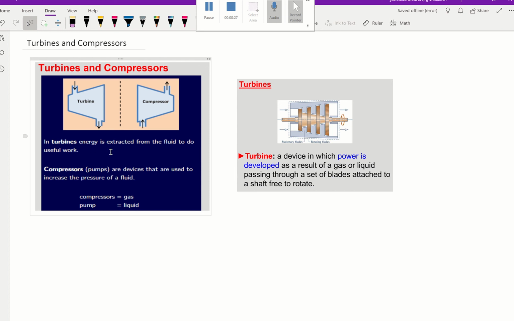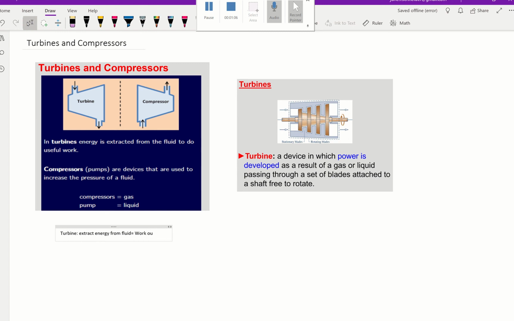A turbine is a device where energy is extracted from the fluid to do useful work. However, a compressor is a device used to increase the pressure of a fluid. Here is something we want to be very clear about from the beginning. A turbine extracts energy from the fluid, and because it takes energy from the fluid, it generates work out. So they get work out.